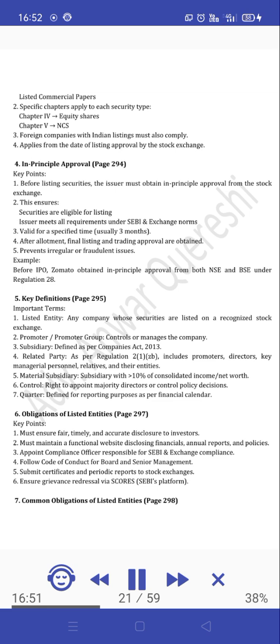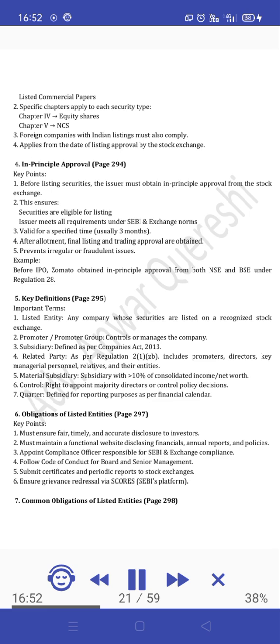4. In-principal approval, page 294, key points. 1. Before listing securities, the issuer must obtain in-principal approval from the stock exchange. 2. This ensures securities are eligible for listing and the issuer meets all requirements under SEBI and exchange norms. 3. Valid for a specified time, usually 3 months. 4. After allotment, final listing and trading approval are obtained. 5. Prevents irregular or fraudulent issues. Example: before its IPO, Zomato obtained in-principal approval from both NSE and BSE under Regulation 28.